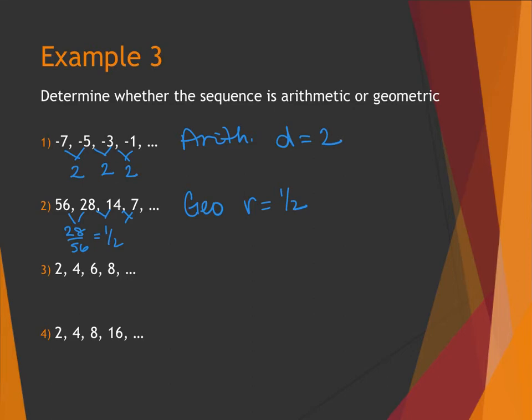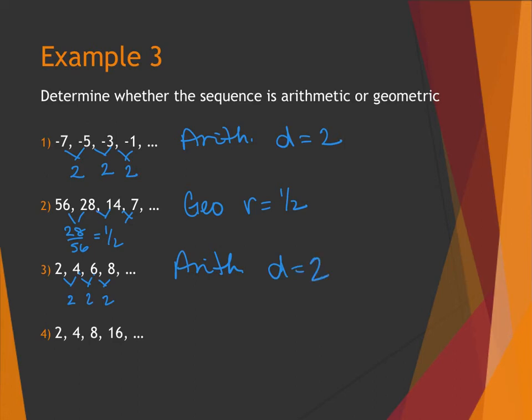Likewise for the bottom, this one, it looks like I go 2, 4, 6. So if I go 4 divided by 2, that's going to give me 2. But 6 divided by 4, that's going to give me 3/2. So that's not right. So I'm going to check for common differences. 4 minus 2 is 2, 6 minus 4 is 2, 8 minus 6 is 2. So this is arithmetic, and my common difference is 2.